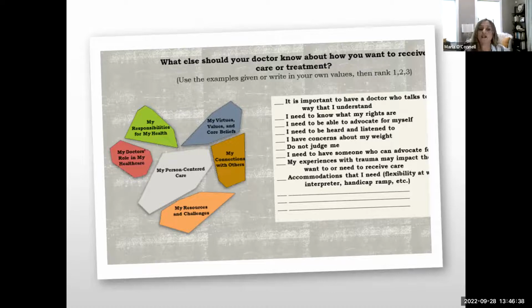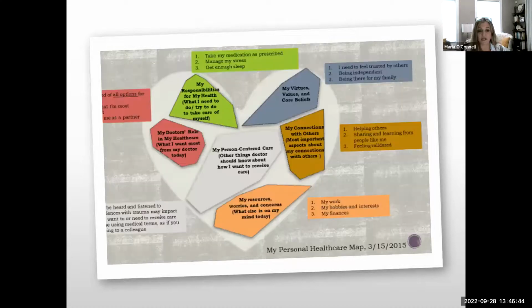So on each of these, they rank ordered 1, 2, or 3, or added their own in. And then what we did is we transferred this into a one-page document where we took their top 3 things in each domain and wrote it out onto this one page and asked them to take this map with them to their next appointment. And they did.